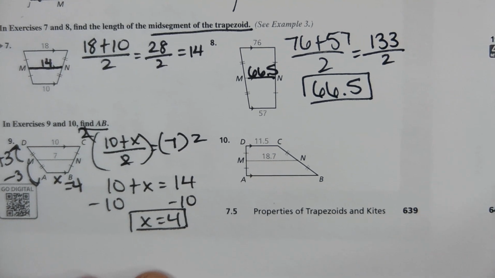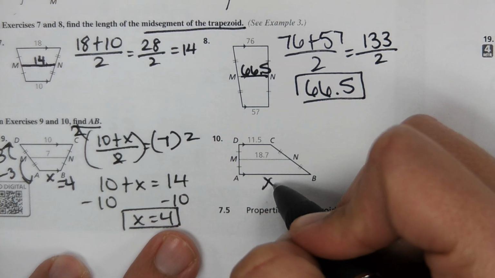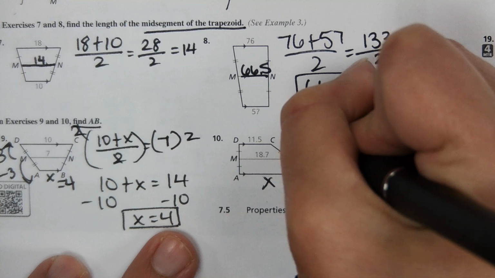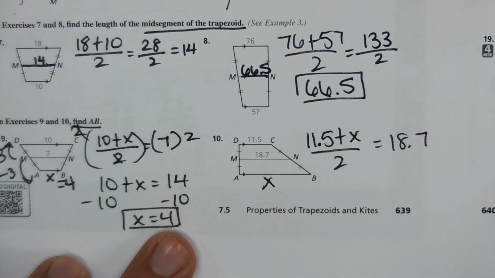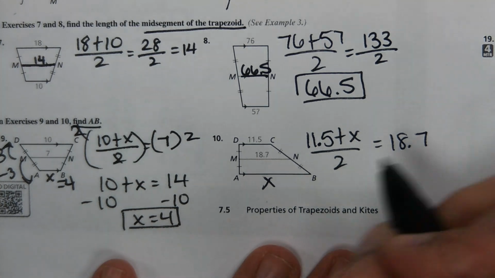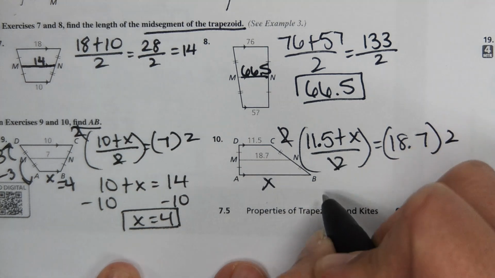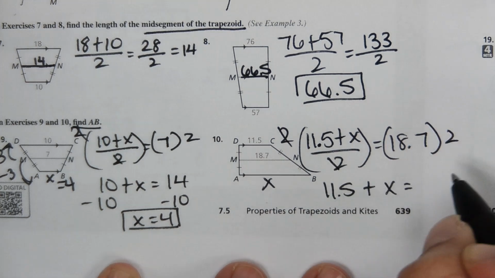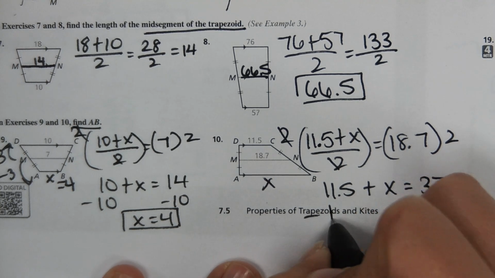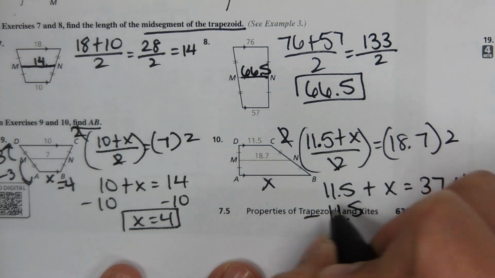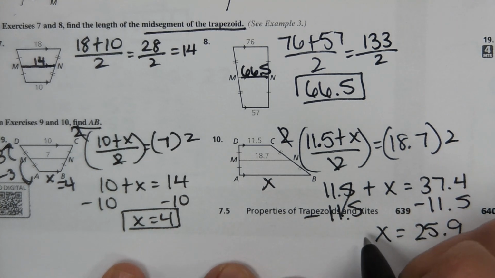Okay, number 10. Trying to find AB here. So this plus this divided by 2 equals that. So we'll write it out like that. 11.5 plus x divided by 2 is 18.7. Then to solve for x, multiply both sides by 2. That equals 37.4. Subtract 11.5 from both sides. x equals 25.9.